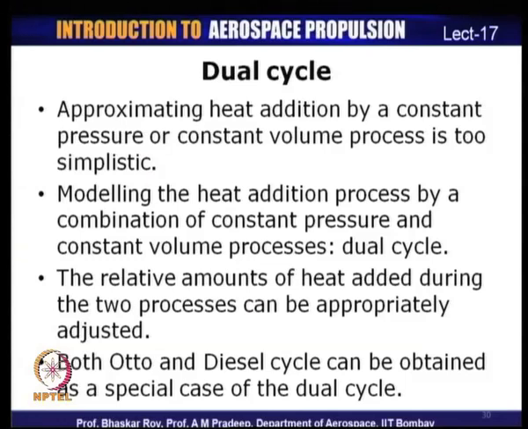So, actual cycles will not have heat addition taking place either at constant pressure or at constant volume alone. And therefore, it makes sense to model the heat addition process by a combination of constant pressure and constant volume processes. That is, the second process, the heat addition process, will comprise both a constant pressure process as well as a constant volume process. And you can adjust the relative amounts of heat added during these two processes depending upon the cycle itself. So, depending upon the contribution of the constant pressure process or the constant volume process, you can adjust the ratio of the heat addition during these two processes.